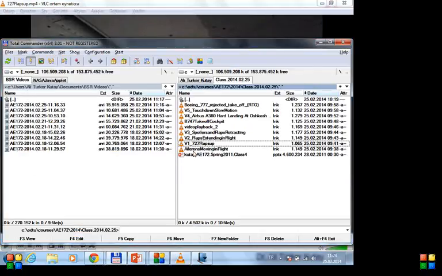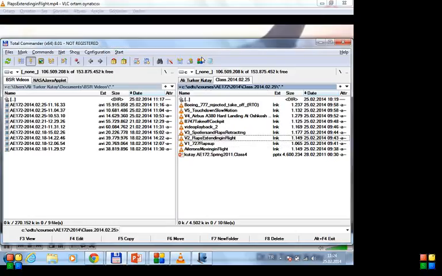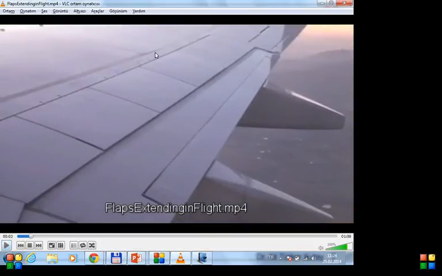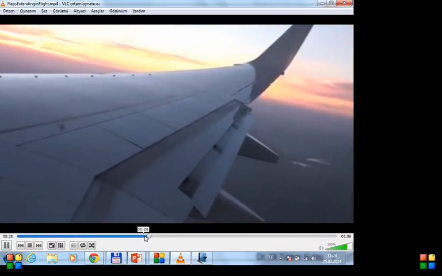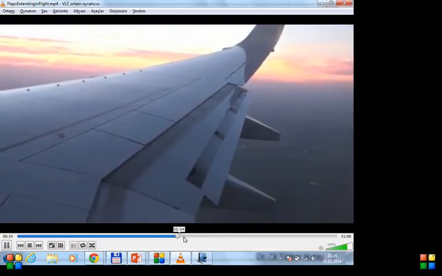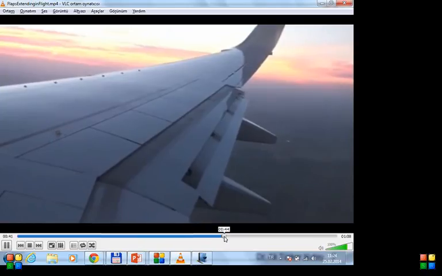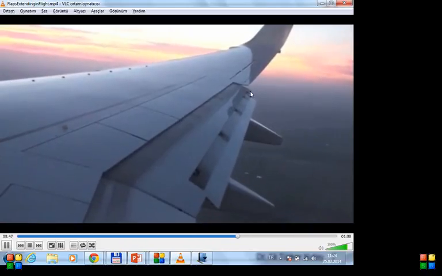And I have another video showing these flaps extending in flight. Okay, so this is an aircraft approaching the airport. As it approaches the airport, it starts slowing down. And as it slows down while flying, as you can see in the video, the flaps are extended. Okay, now it's extended even more.